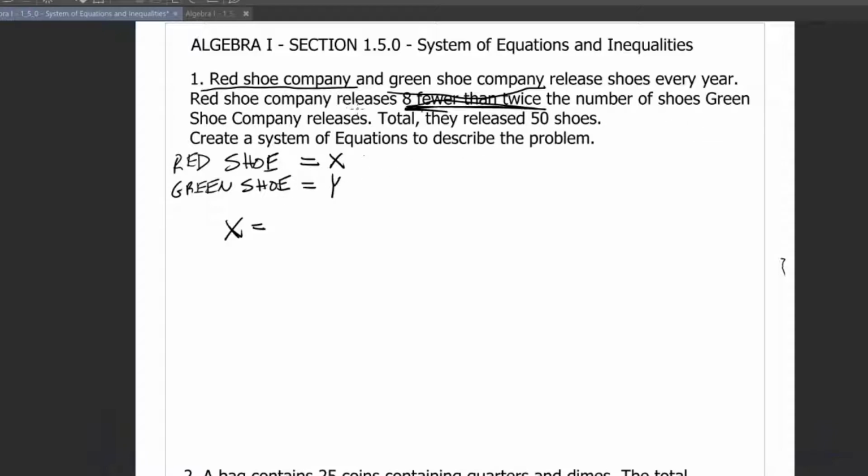Again, this statement is just saying Red Shoe Company, so X, releases 8 fewer than twice the number of shoes from Y. So 8 fewer, minus 8, then twice the number from Green. The second statement says total, they release 50 shoes. So X plus Y, the total releases, is equal to 50.